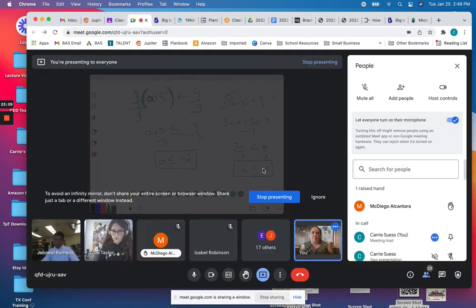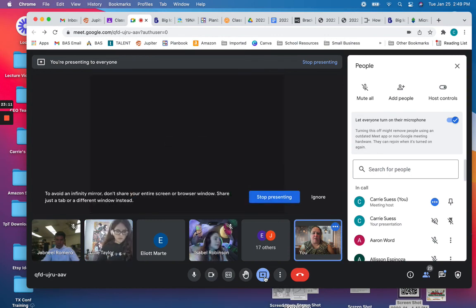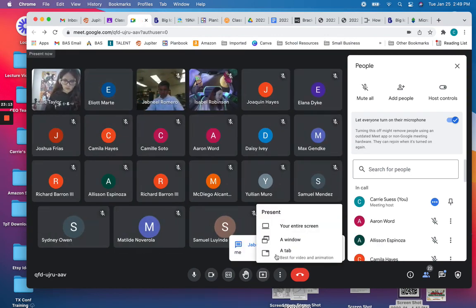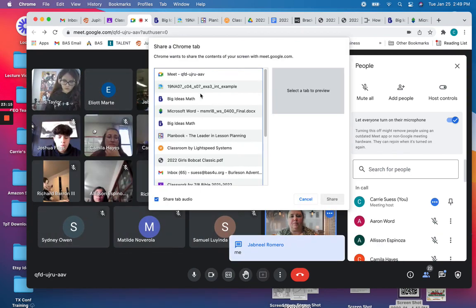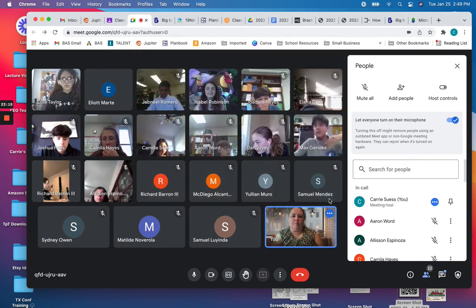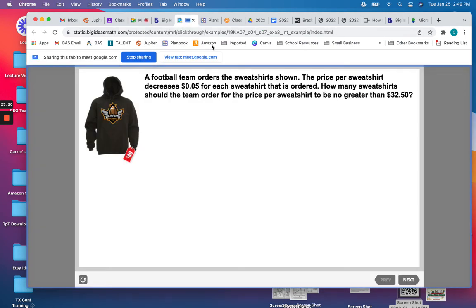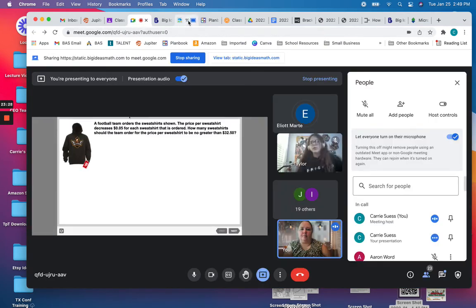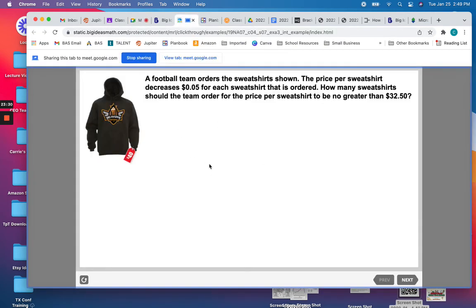Last example, get your journals. Let me switch to sharing the other screen. Alright, can everybody see my screen? Yes. Alright, last example. Put this in your journals.